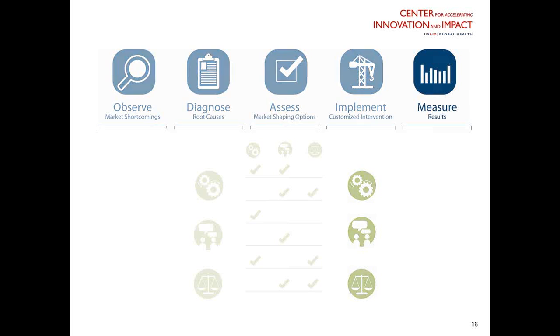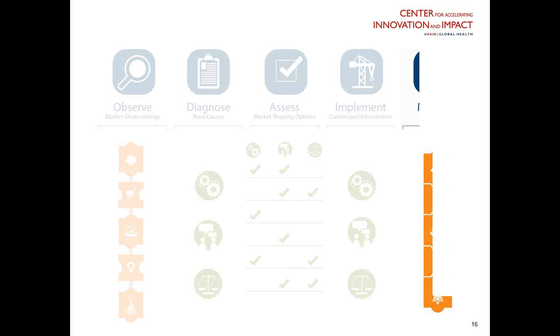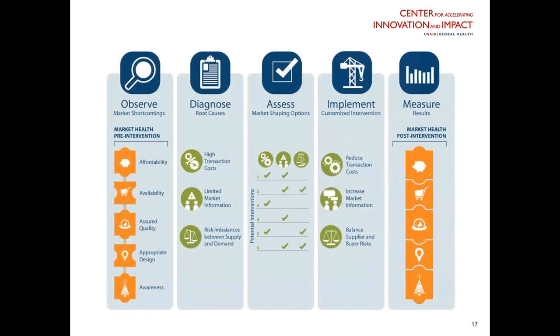And to constantly monitor the results, which leads us to the fifth step, so that as we see, hopefully, these market characteristics being better connected and health outcomes being improved, that we make sure that we can measure what's happening and adapt if needed. So we can measure certainly what's happening on these 5 characteristics: affordability, availability, assured quality, appropriate design, and awareness, but also what's happening on the health outputs and health impact, which we're ultimately most concerned about.